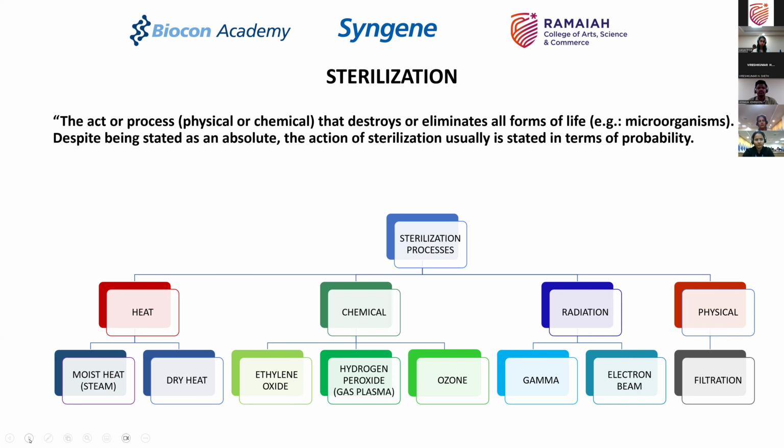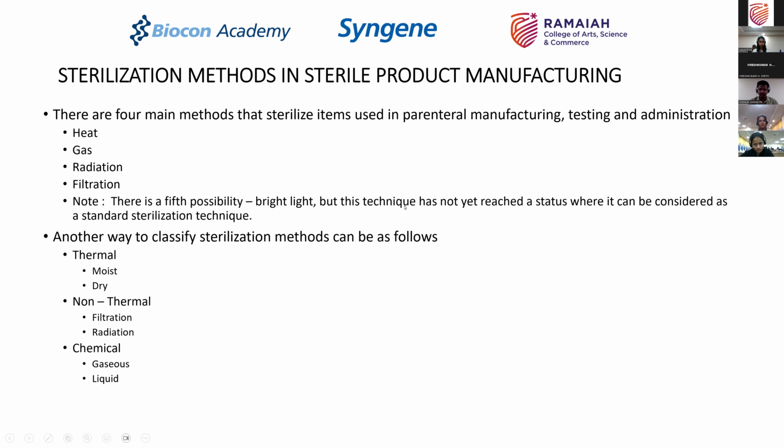We are going to concentrate a little bit on chemical based sterilization processes, which involves hydrogen peroxide, ethylene oxide, ozone, radiation, which is gamma or electron beam, and the last one, which is physical filtration. We are going to deal with it on a separate session. So, today's session, I'm going to primarily concentrate on chemical and radiation based sterilization processes.